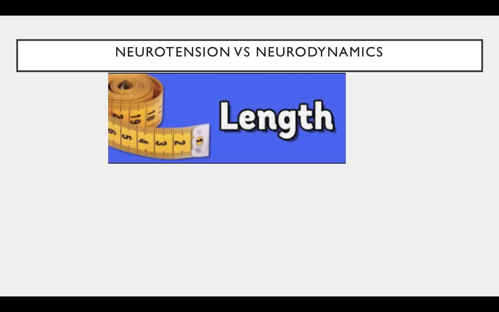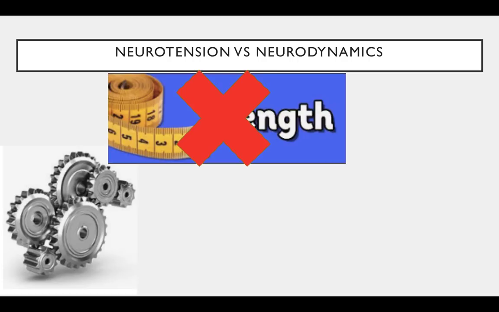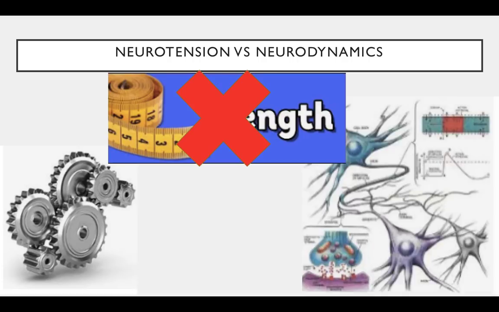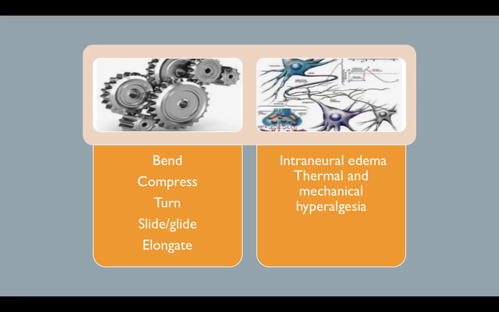This is because we are looking at more than just length, which is merely only one mechanical property of a nerve. What we are actually assessing and treating is both the multiple dimensions of mechanics and nerve physiology. Examples of mechanical properties we are assessing is the nerve's ability to bend, compress, turn, slide, glide, and elongate. If a nerve is dysfunctional, it could experience difficulty or pain with any combination of these properties.